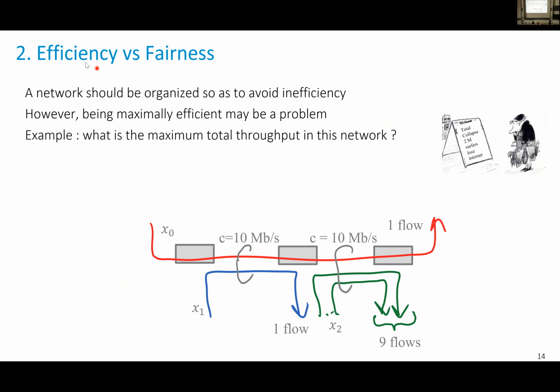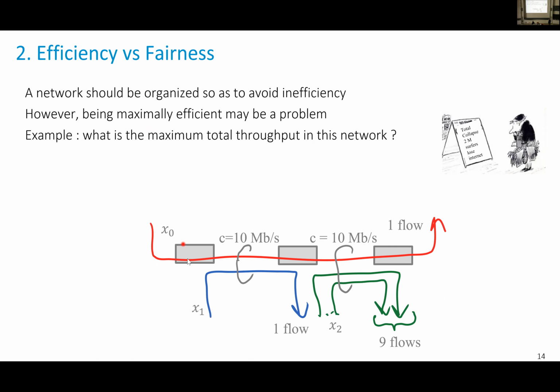In order to understand the problem, we need to discuss another topic, which is efficiency versus fairness. We have seen that if we don't do anything in the network, like the internet was in the 80s, it's inefficient, and in the worst case, the network could fall into congestion collapse. So we need to do something for efficiency here. But what should we do?